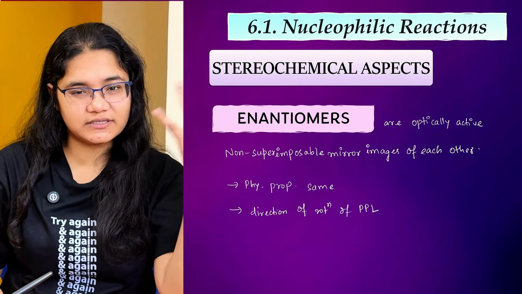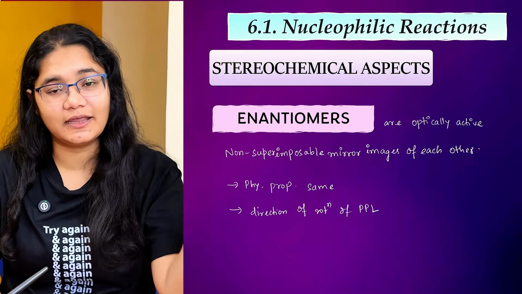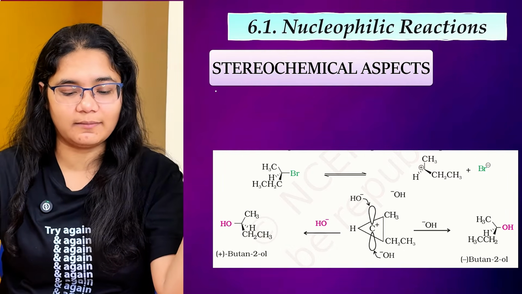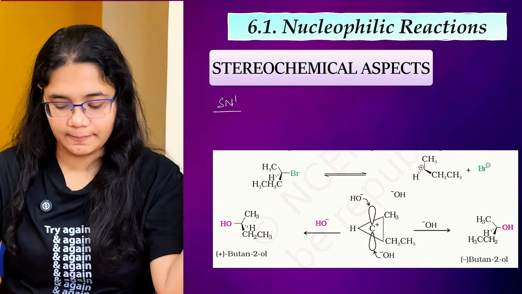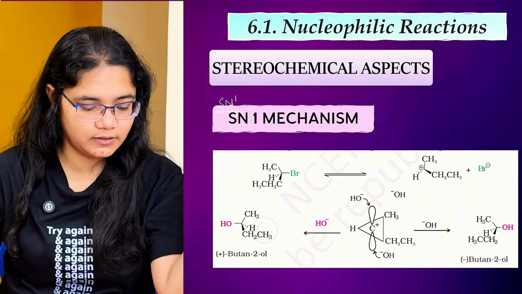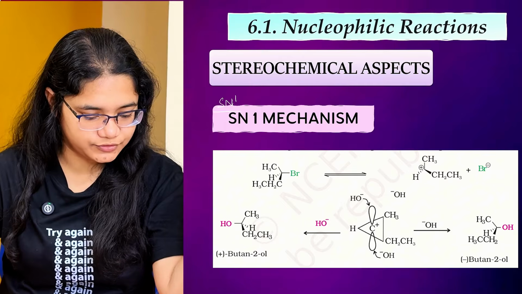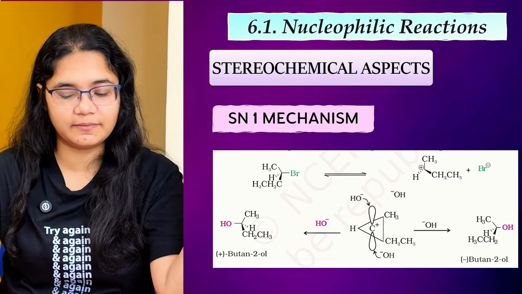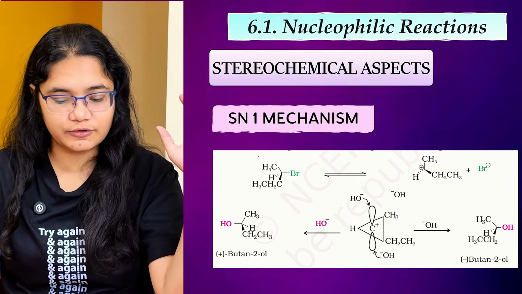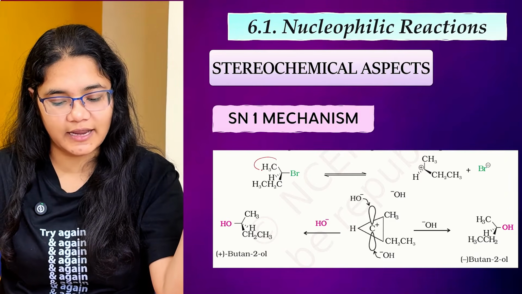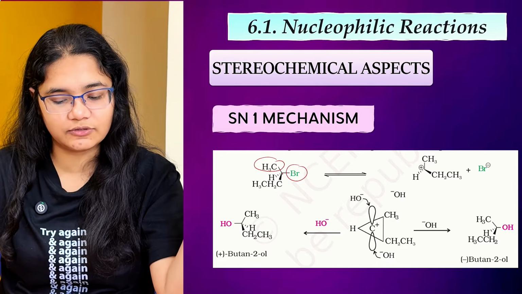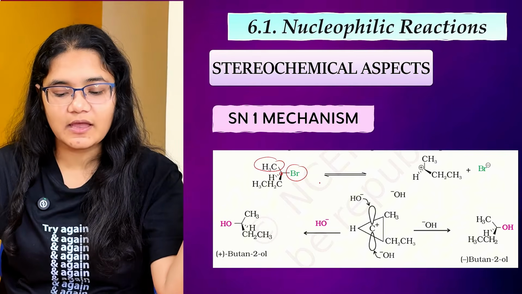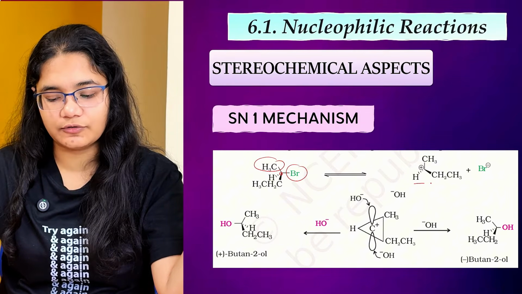Now let's understand what is the use of the stereochemical aspect in our SN1 and SN2 mechanisms. So let's first understand the SN1 mechanism, okay. Now see, in SN1 what happens, the first step is the formation of a carbocation. Now you see this particular compound has a methyl group, ethyl group, hydrogen and bromine. So this carbon is chiral, so this compound is optically active. Now when this bromine is lost, you get a carbocation.